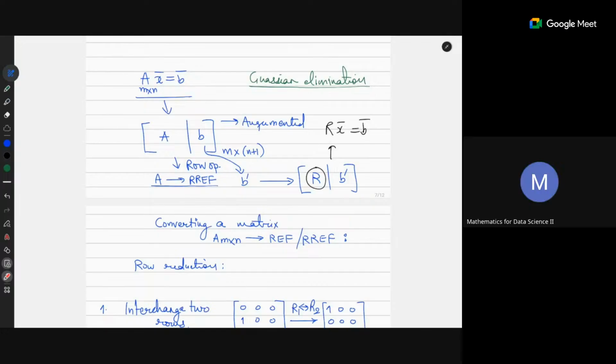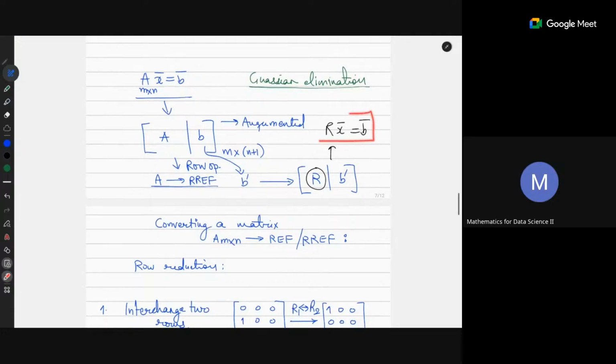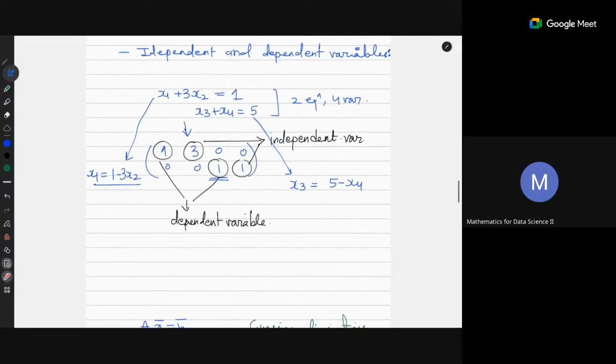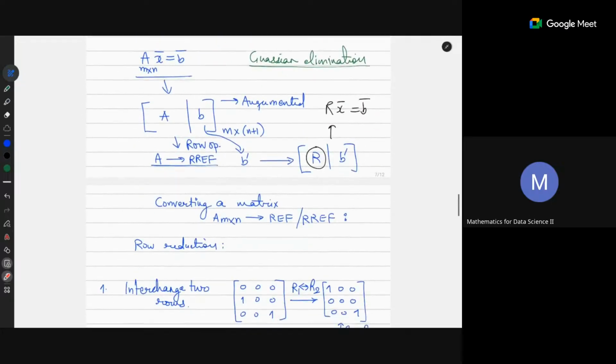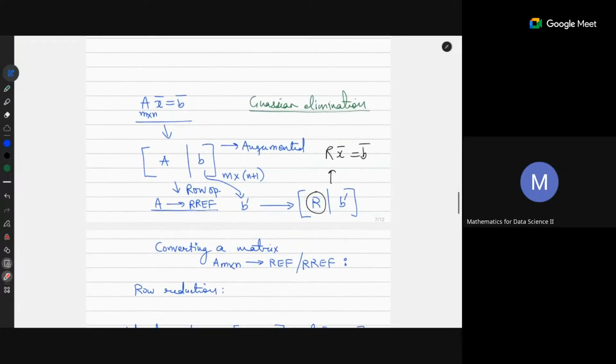When the matrix is in RREF form, we have seen that it is very easy to find the solution, as in this example. So that's why our aim is to convert it into RREF. Once it is in RREF form, we get a new system of equations, and then we will solve the system.